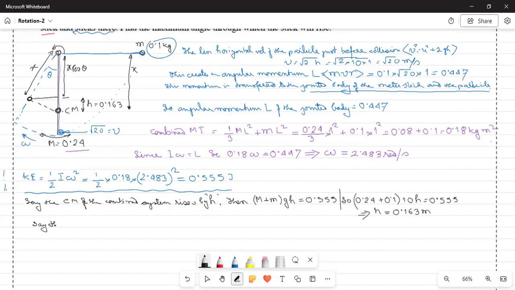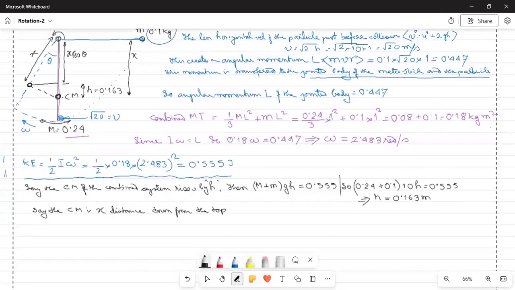Say the center of mass is x distance down from the top. Now we can easily find out this center of mass. Firstly, how do we find it? It's not difficult at all. I'll show you. This is a scale 1 meter long. Obviously, its center of mass is at the center. And here is a body which is at 1 meter distance. So if we take this upper end as a reference and the new center of mass is here, this distance we define as x.